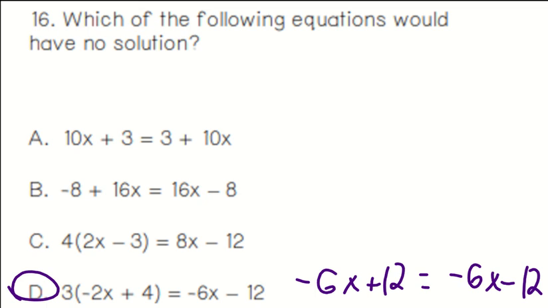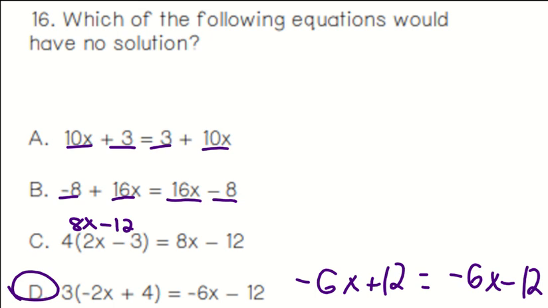On C here, we'd have 8x minus 12. That's the same. I got 16x and 16x. I got minus 8 and minus 8. I got 10x and 10x. I got a plus 3 and a plus 3. Those make those three, A, B, and C, all infinite solutions.